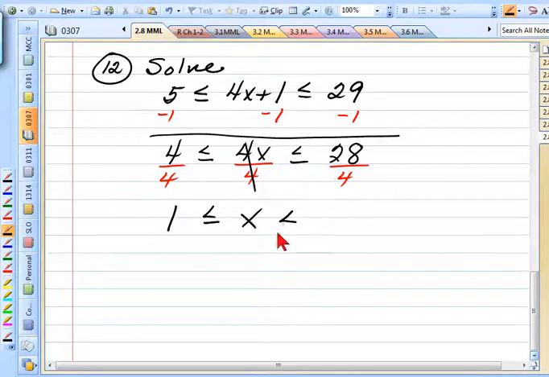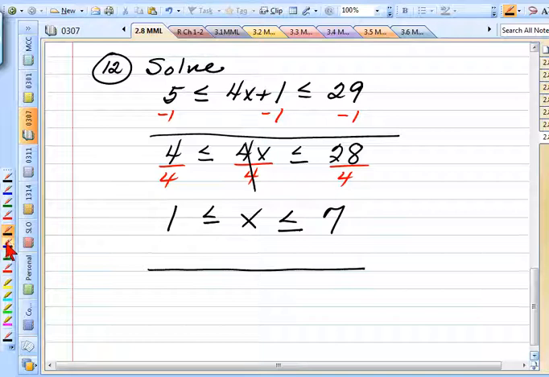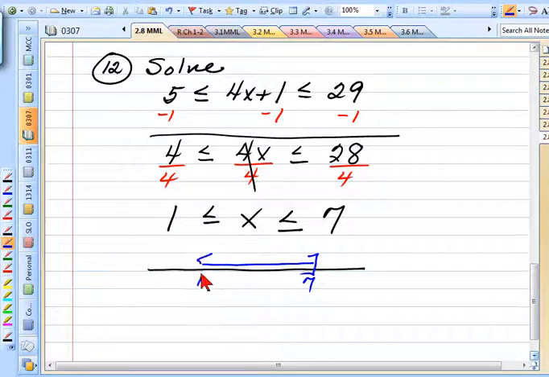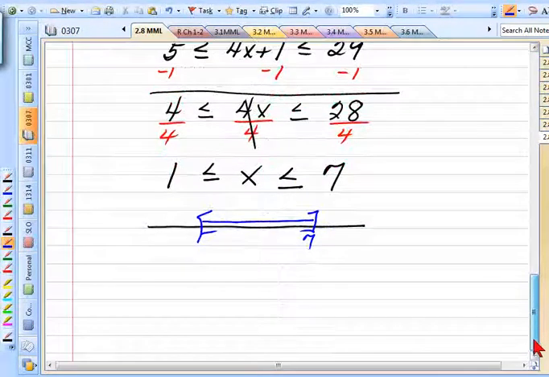Okay, so I've got the answer as an inequality. Number line. Find 1, find 7. X is between those. What symbol? Brackets. On both sides, because both symbols contained the equal to. And then finally, as an interval, 1, comma 7, brackets on both of them.